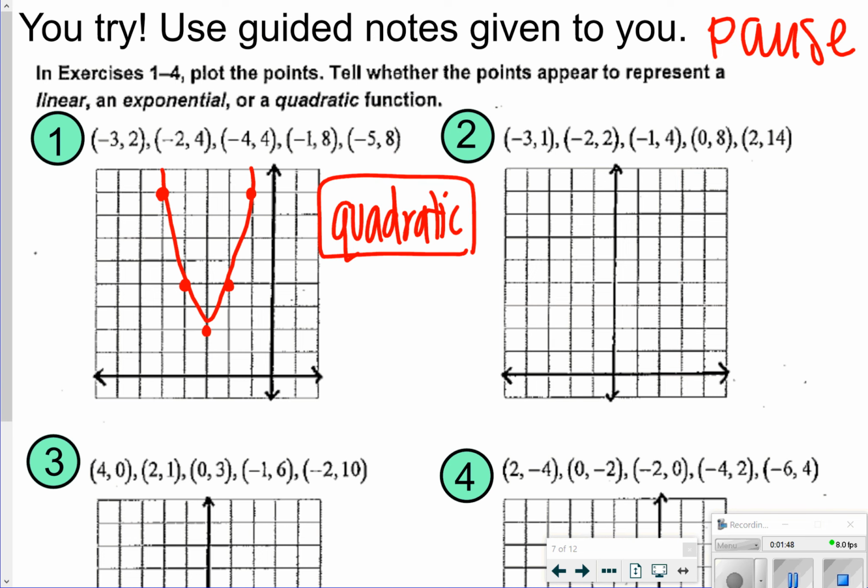Let's go on to number 2. This is what it would look like after I plotted my points. And this one kind of went off the graph a little bit, so I estimated that last one. But notice how we are increasing over time at an exponential rate. So this one in number 2 is exponential.